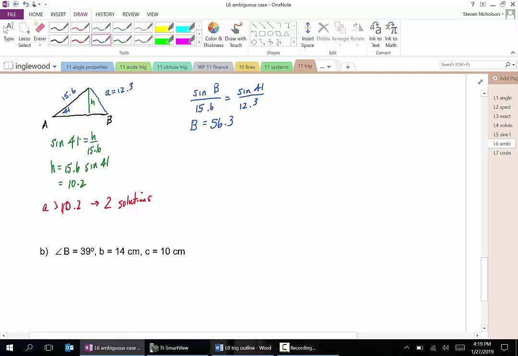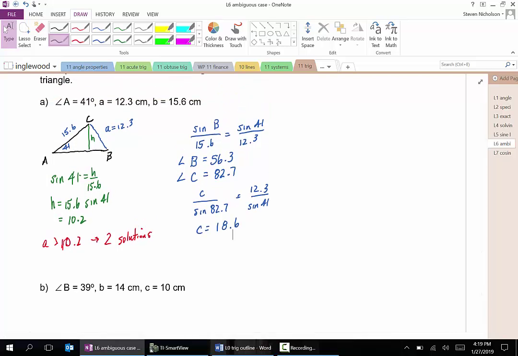I imagine multiplying, figuring out what the decimal is, pressing the button on my calculator, and I get 56.3. And if angle B is 56.3, then angle C is 82.7. So again, sum of angles in a triangle. And then if I wanted to figure out little c, I'll just use the sine law again. And again, I'm not going to do all this work. We should have done enough work on our calculator to figure out what it is. And there I get 18.6. So that's case number 1. But we also have case number 2, which looks like that.